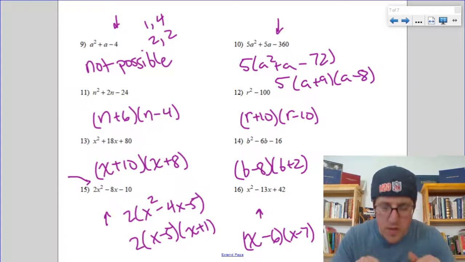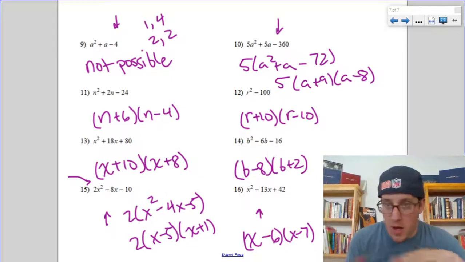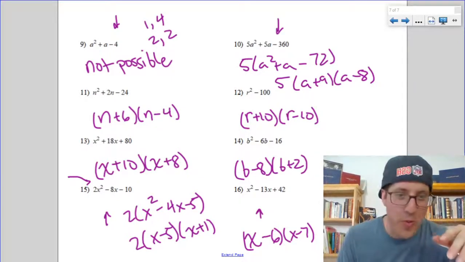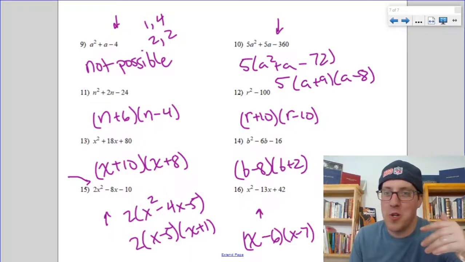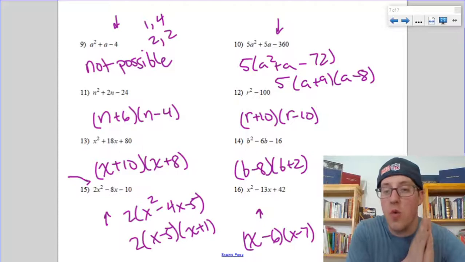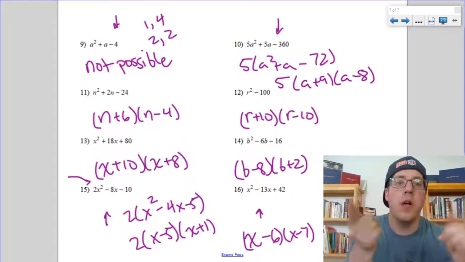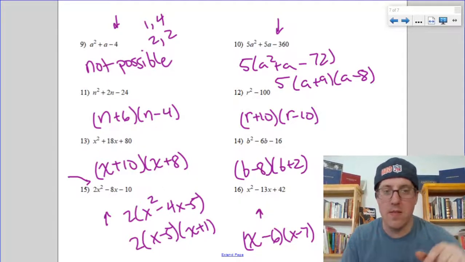Okay, here are some answers for you. Maybe you got one of these right, maybe you got none of these right. Sorry to start off with one that was not possible. That one's a little bit tricky. I need you guys to be asking questions if you don't quite know what's going on. We'll do more and more practice on this until this is easy.